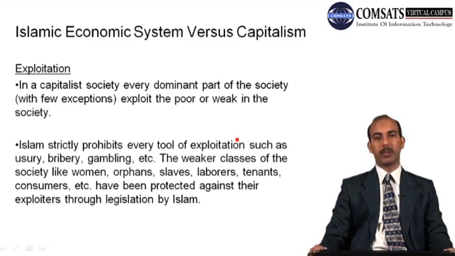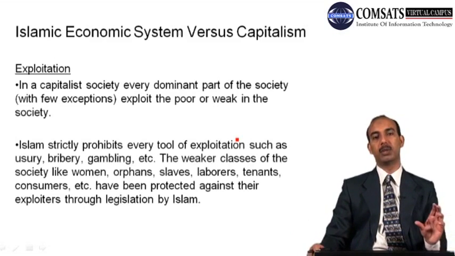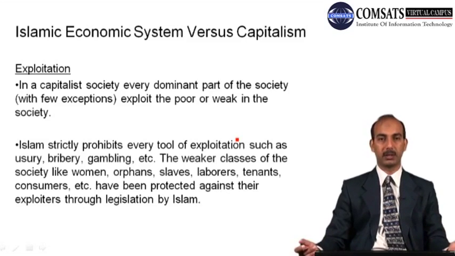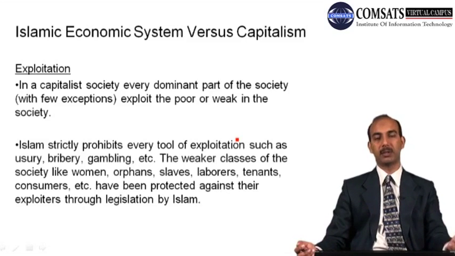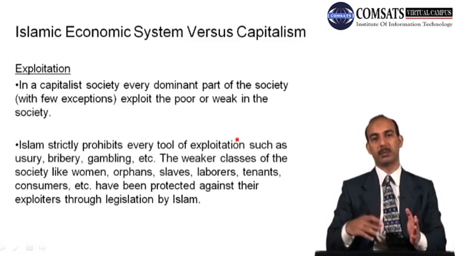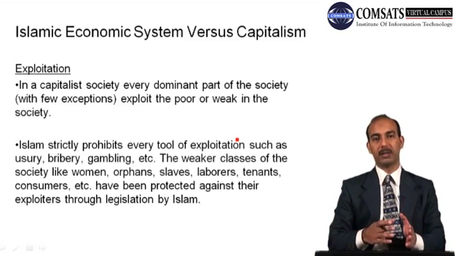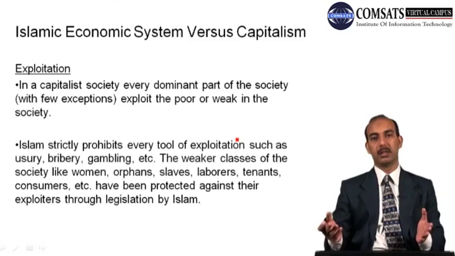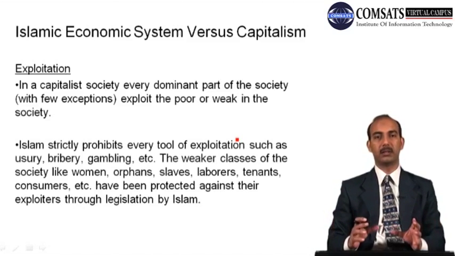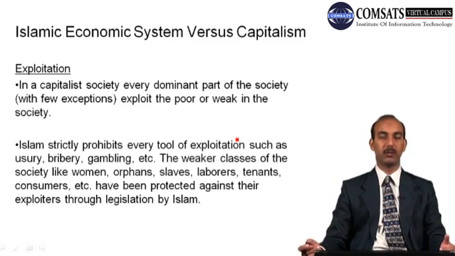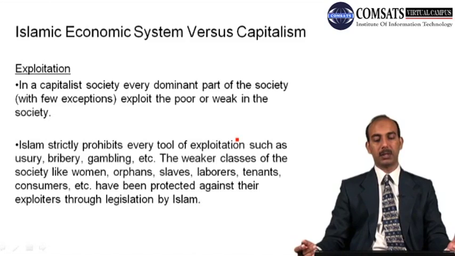And exploitation: the accumulation of wealth leads towards exploitation. As I mentioned in our previous slides, the rich exploit the poor, employers exploit the employees, and landlords exploit the laborers. All these things are there in capitalistic societies, and we watch them in our daily life. Whereas Islam strictly prohibits every tool of exploitation, such as usury, bribery, gambling, etc.